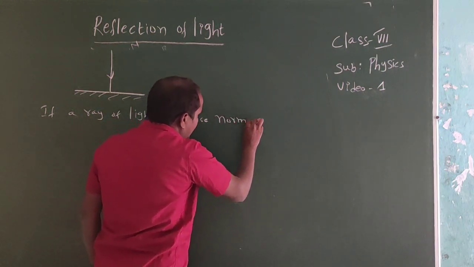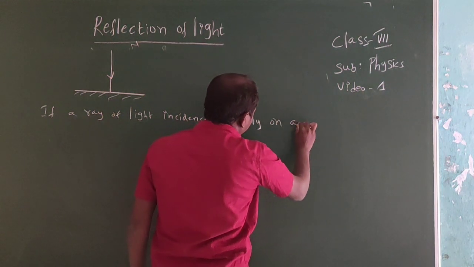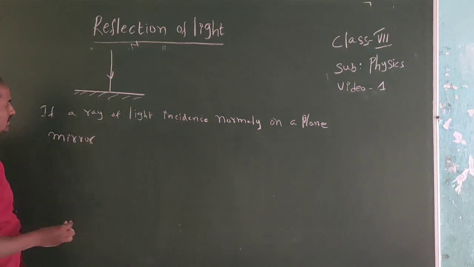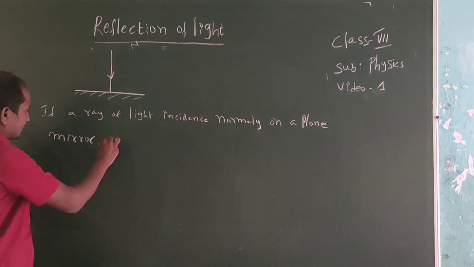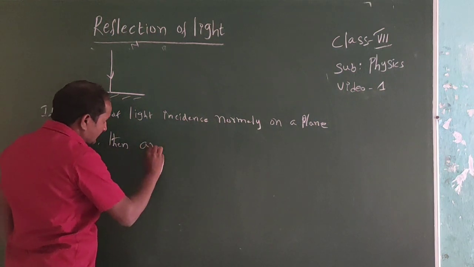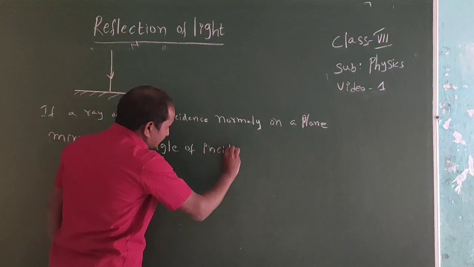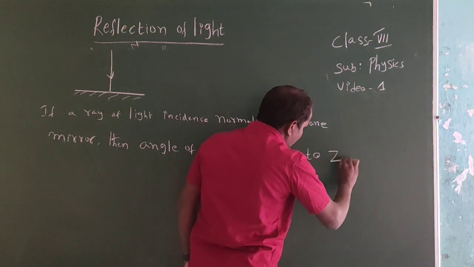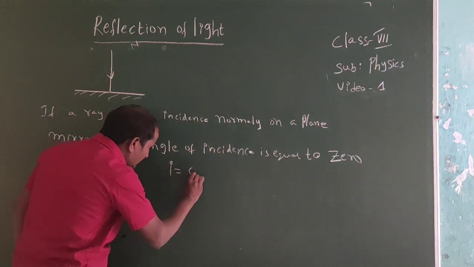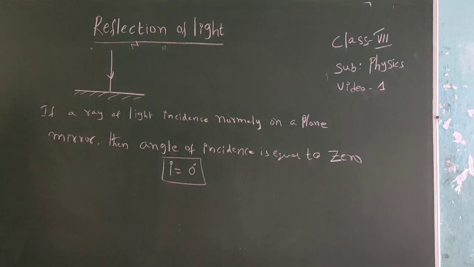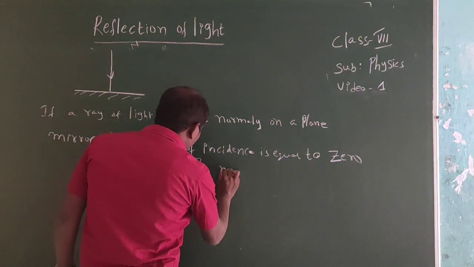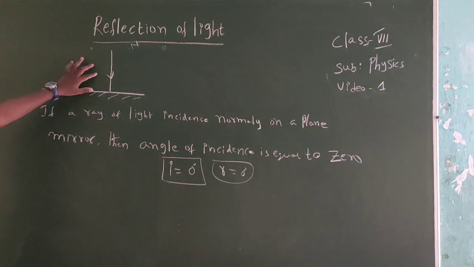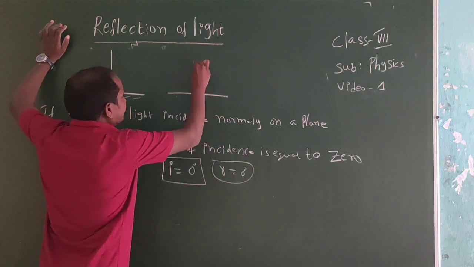Then the angle of incidence is equal to 0. That means here I equals 0 degrees. If a ray of light is incident that way, then the angle of incidence is equal to 0. Therefore, R is also 0, because the angle of incidence is equal to the angle of reflection. It is the incident ray diagram. Now, it is the reflected ray diagram.